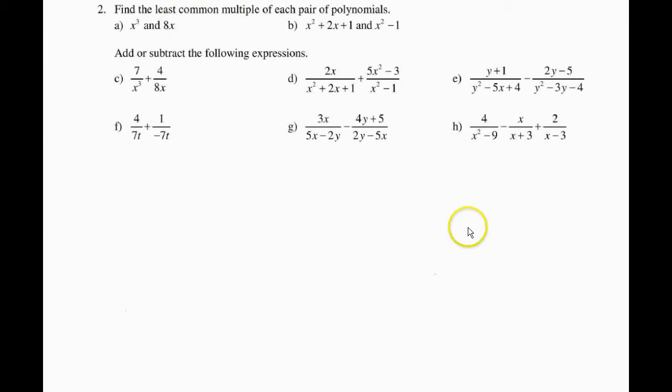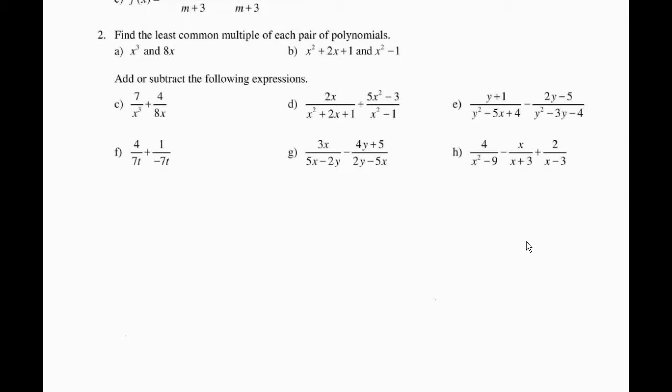Now, in number 2, they want us to find the least common multiple of each pair of polynomials. So here we're trying to find the common denominators. For this one, let me write it up here: x to the third, and we have 8x. And in a sense, we want to find a common denominator.